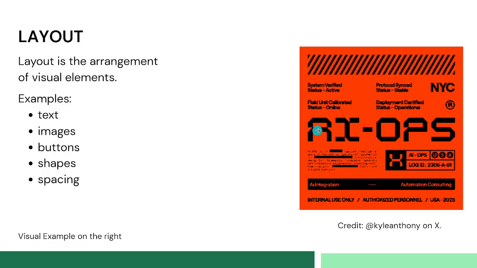You can see Axe Ops as the text. There is proper spacing in between the elements. There are no images, but there are some shapes. You can see the rectangle shapes here, and everything is properly done, and it aligns well. So layout is how your elements appear on a piece of design, the way you arrange your elements on a piece of design.